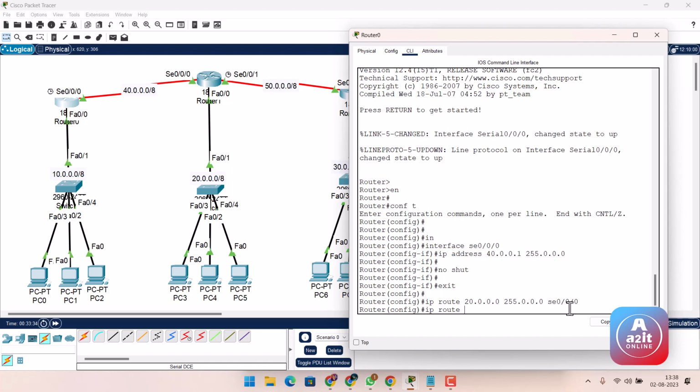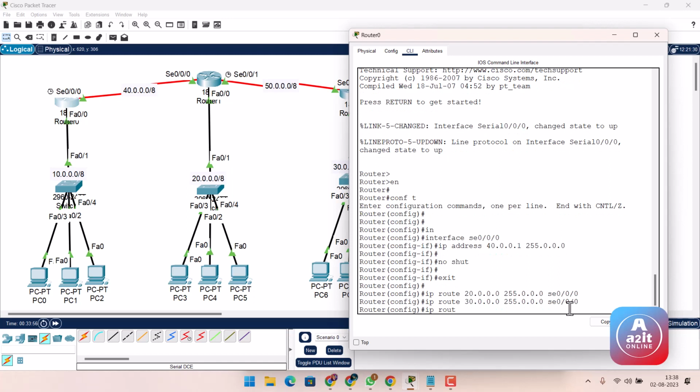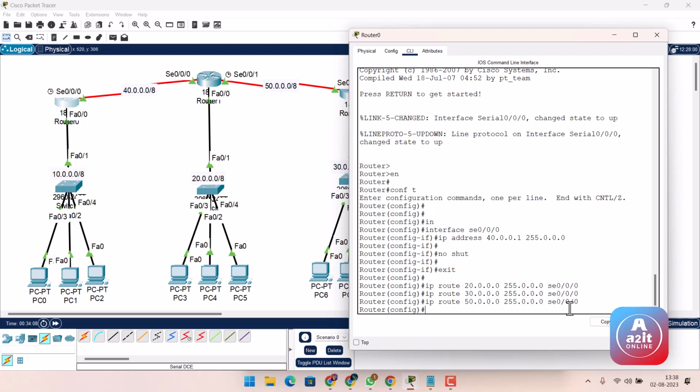For my first router, I have three indirect networks. So I'm going to mention the network 30.0.0.0, and we have used the same subnet mask, 255.0.0.0. In our router 1 we have only two ports, as I mentioned, so for this network also I am going to mention this port again, serial 0/0/0. The last network is 50.0.0.0, its network IP address, and its subnet mask is 255.0.0.0, and the serial interface is serial 0/0/1. That's it.